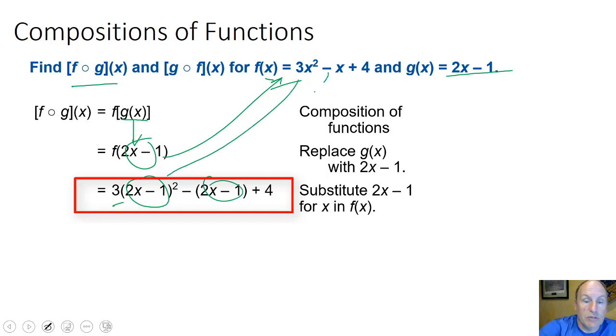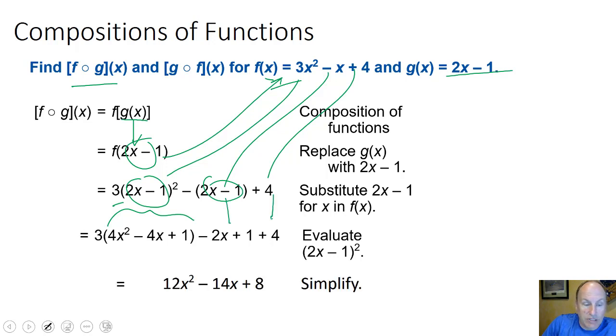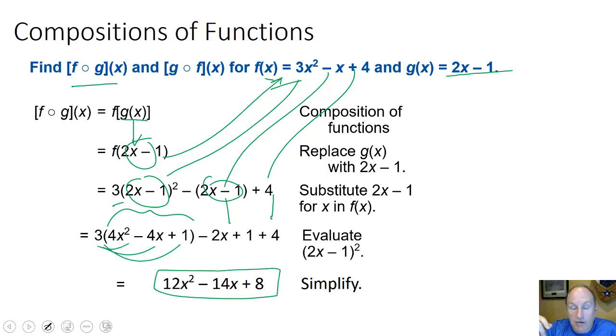Each of these terms corresponds to the original f of x. Because it's not f of x now, it's f of g of x, and g of x is the input. We've got to go ahead and distribute out the (2x minus 1) quantity squared, and we've got to just bring down these other parts. So one more step after this, two more steps really, but quite a bit of simplification here. When you combine them all together, you get 12x squared minus 14x plus 8. That's f of g of x.